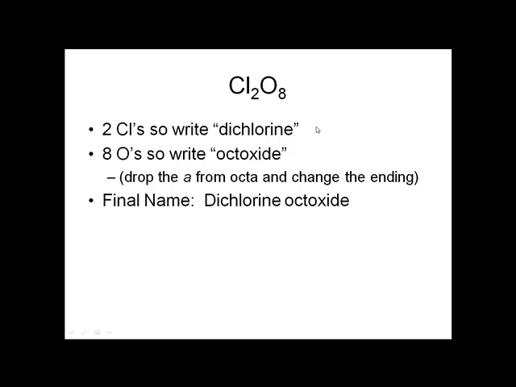Cl2O8, two Cl's, is dichlorine. Again, we don't change any ending of the first word. The second word, we have 8 oxygens, so we call it octoxide. Again, we dropped the A in the octa, so we just have octoxide. So our final name, dichlorine octoxide.